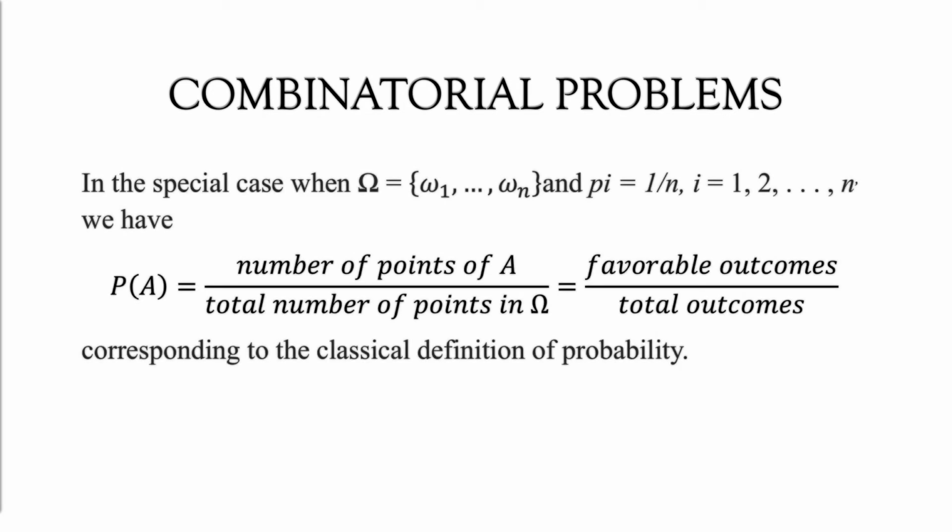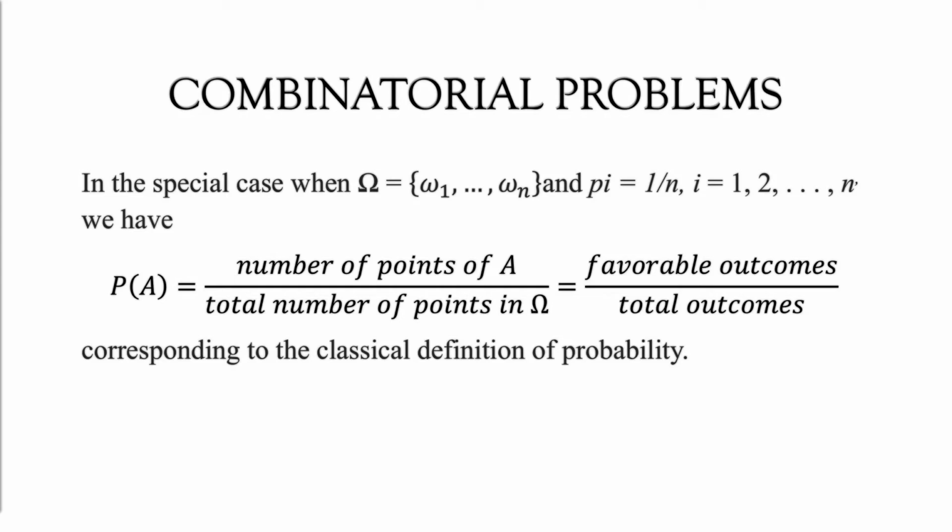Special case where the sample space is equal to a set of n points, and p sub i is equal to 1 over n, where i is equal to 1, 2, up to n. We have the probability of A equal to the number of points of A over the total number of points in the sample space, which is the same as favorable outcomes over total outcomes, corresponding to the classical definition of probability.